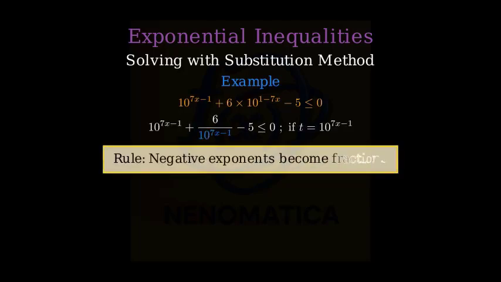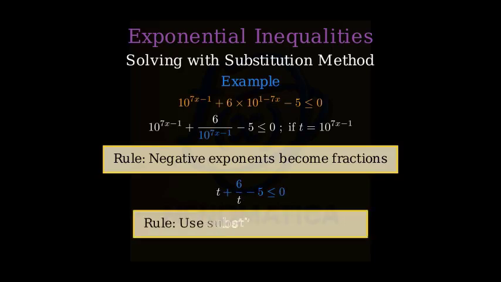First, we'll rewrite the second term as a fraction with the same base as the first term. Notice that 10 to the power of 1 minus 7x is equivalent to 1 divided by 10 to the power of 7x minus 1. To simplify this inequality, let's make a substitution. Let t equal 10 to the power of 7x minus 1. This substitution will convert our exponential inequality into a quadratic inequality, which is easier to solve.